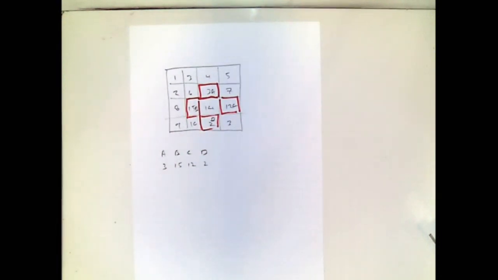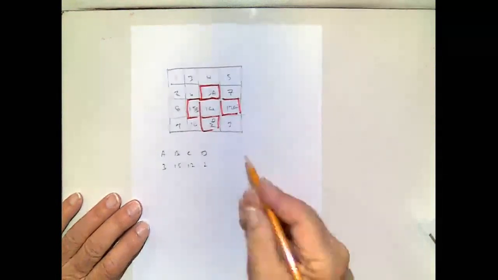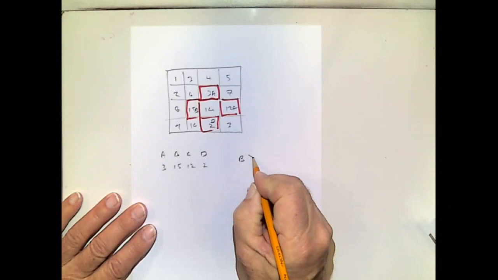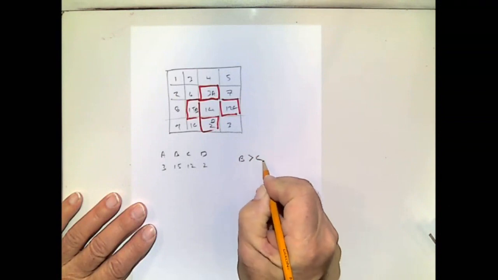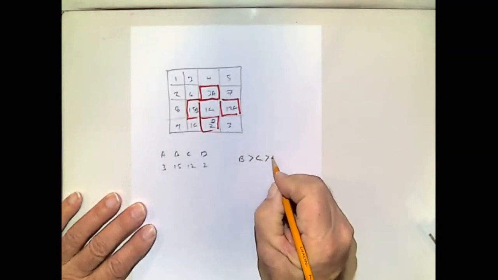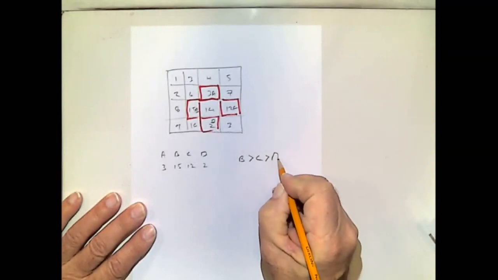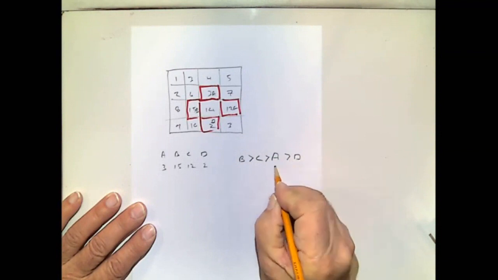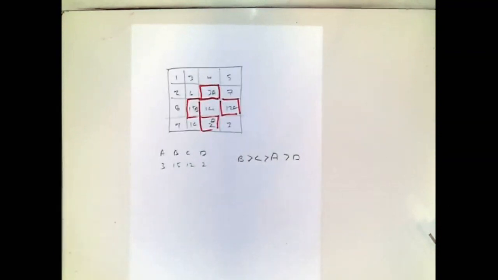Having got those pixels, rank them, brightest to darkest. It is going to be B is 15, which is greater than C, which is 12, which is greater than A, which is 3, which is greater than D, which is 2. And that will be a rank. And from that rank, you can give it a label, and it becomes a state.